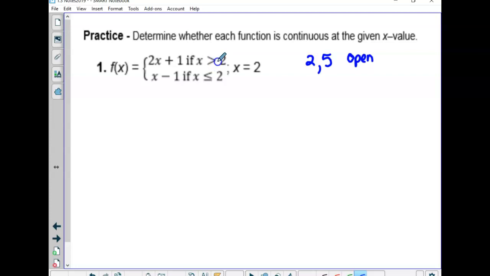Now, that on the graph would be an open circle because it can't actually equal 2. It just says greater than 2. If I put a 2 in the bottom rule, I get 2 minus 1, which would be 1. And that would be a solid circle on the graph because it's the or equal to 2. Do you remember doing these a little bit before? But my question is, is it the same? Do they meet up? No, it jumps, right? So this one is not continuous. Or discontinuous is the word.